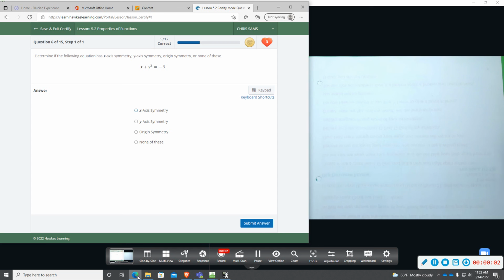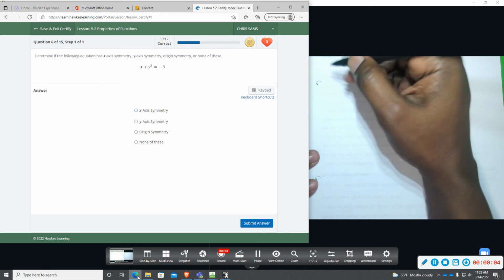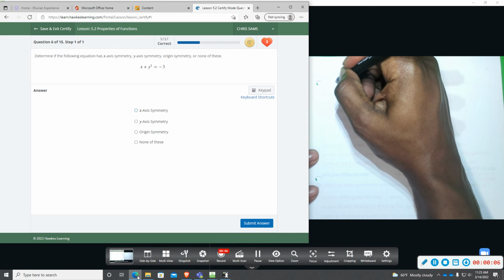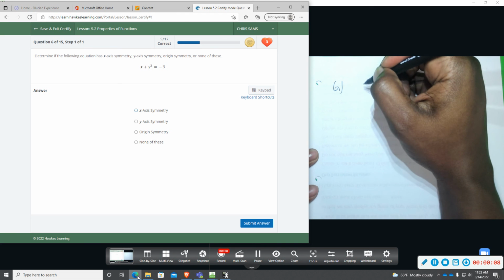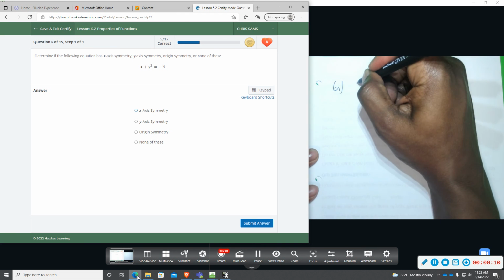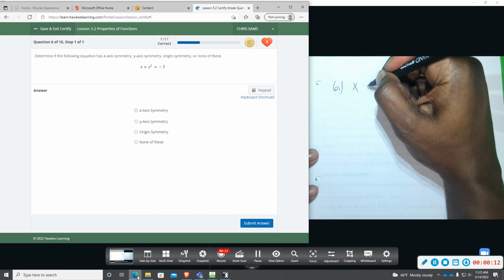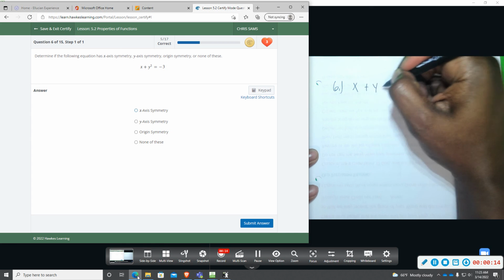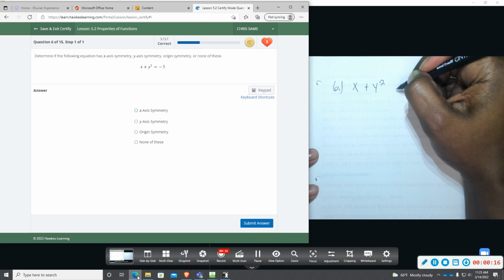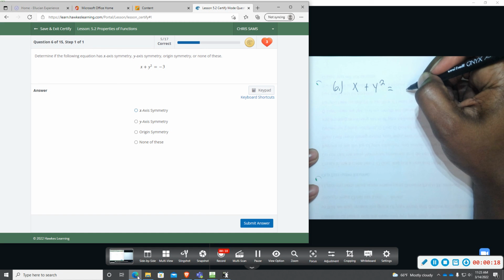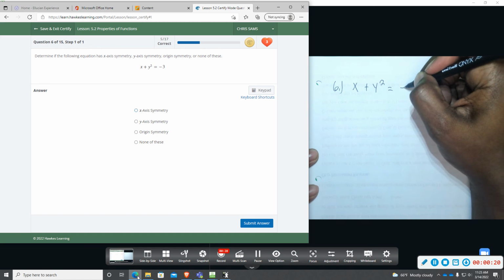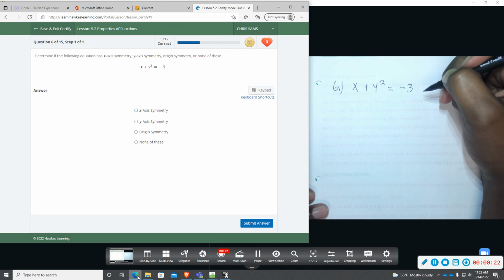Okay, with number 6, these ones I really need to work out. They're not in function form. So my original is x plus y squared equals negative 3. Okay.